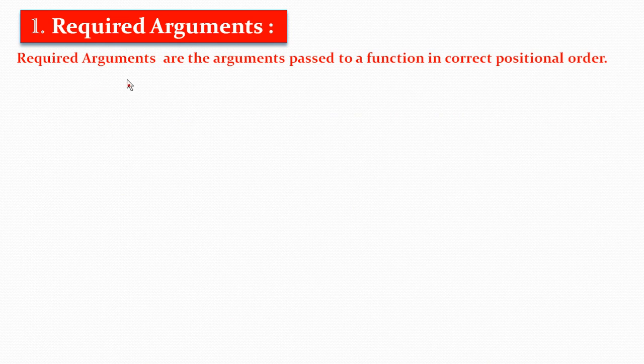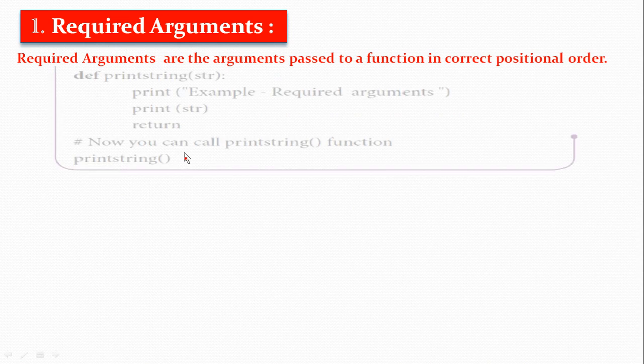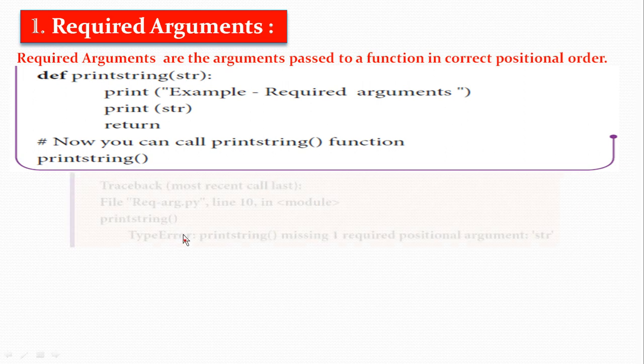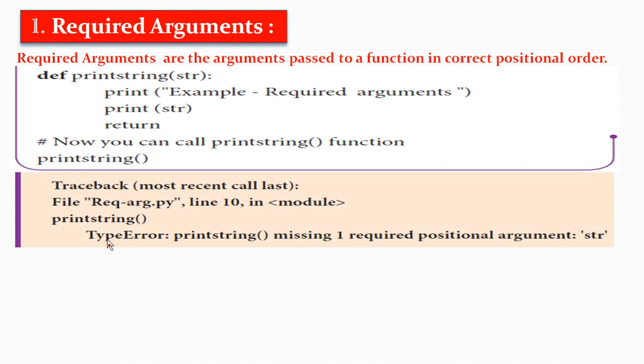First of all, we are going to study the required arguments. What is a required argument? Required arguments are the arguments passed to a function in correct positional order. For example, here is the function print string. It contains one parameter, but in the calling section no parameters are given, so there is an error in this program. Which error? Type error: print string missing one required positional argument str.